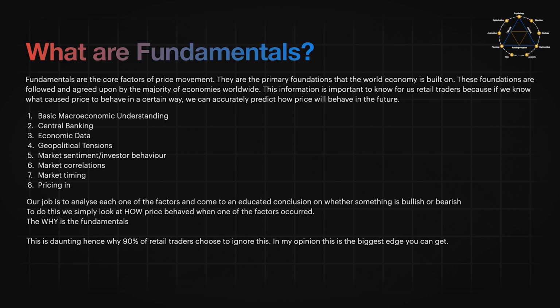Now, our job is to analyze each of the above 8 factors and come to an educated conclusion whether something is bullish or bearish, based on which factor holds the most weight. Now, that is important, based on which factor holds the most weight. To do this, we simply need to look at how price behaved when one of the factors occurred, right? This is where price action and market structure comes into play. That's for another presentation, right? The same goes for when we have multiple factors in place. Again, we are looking at how price behaves when these fundamental factors come into play.